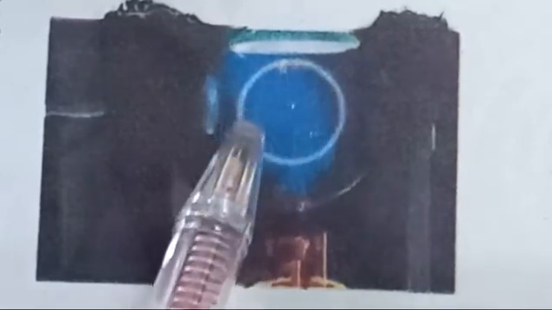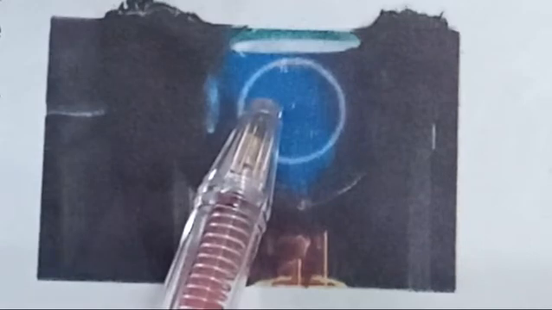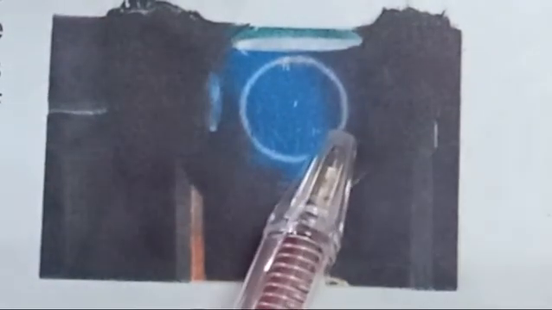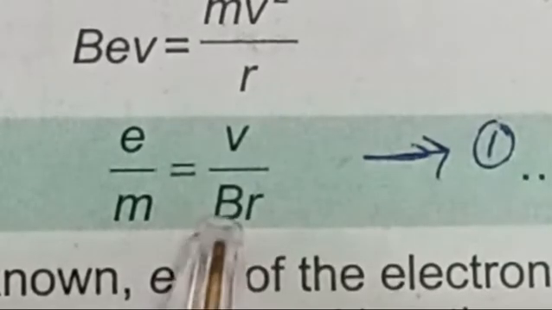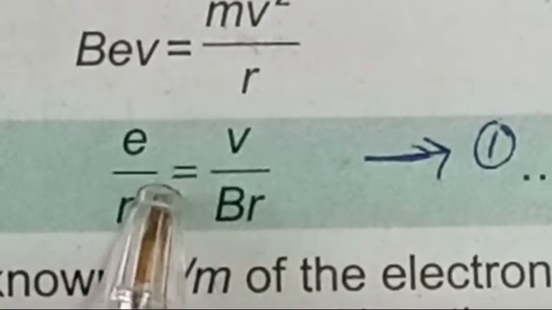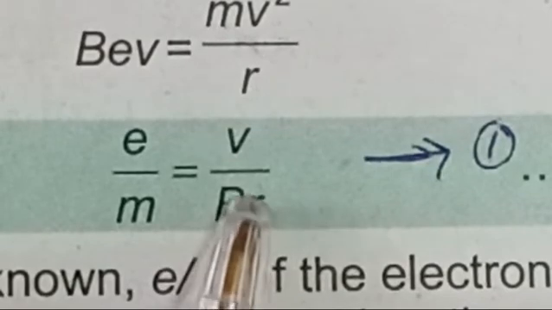In this way, a circle is visible to us, and with the help of a scale, we can calculate its diameter, and half of the diameter is, we know very well, its radius. So in this way, we will calculate the radius, and after calculating the value of radius, we will put it in the equation e over m is equal to v over BR. Dear students, I am repeating again, we can calculate the value of e over m if we have the values of v and R, because B, the magnetic field, is known.